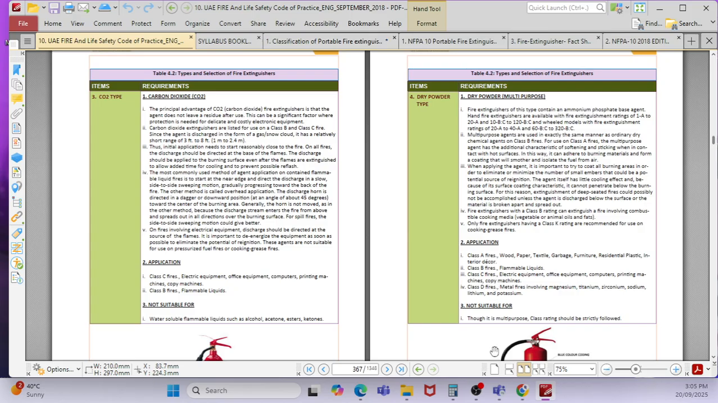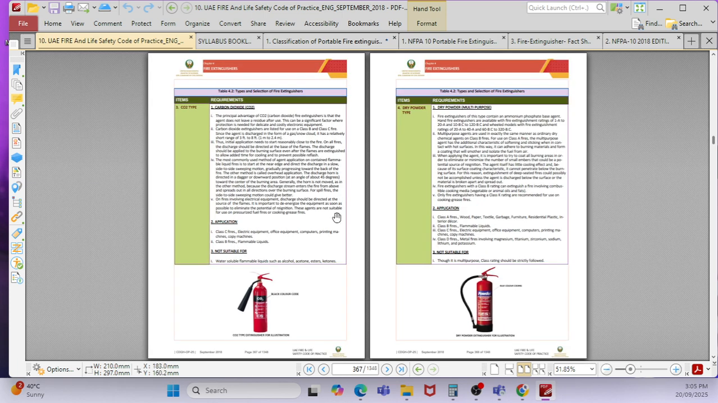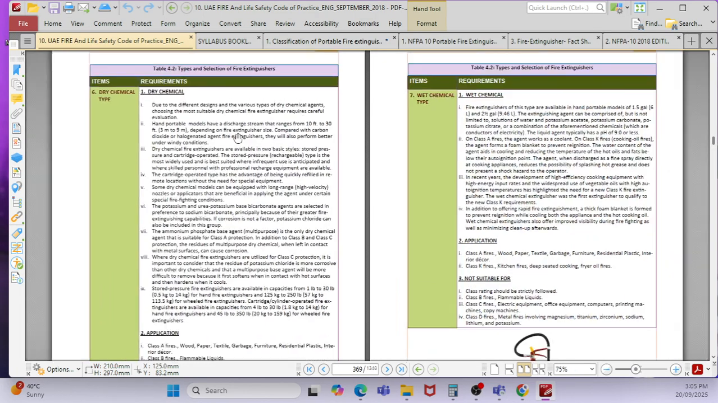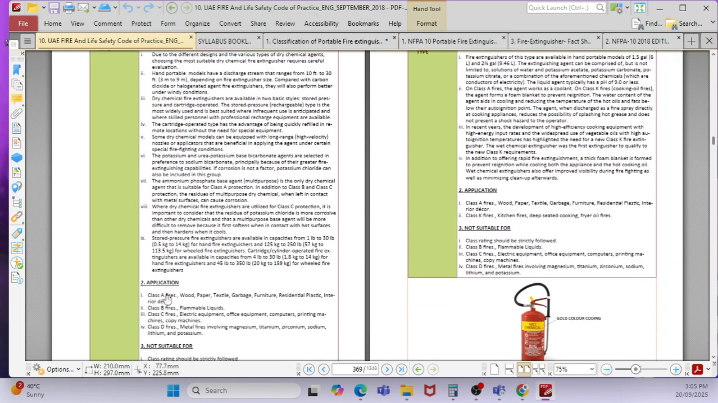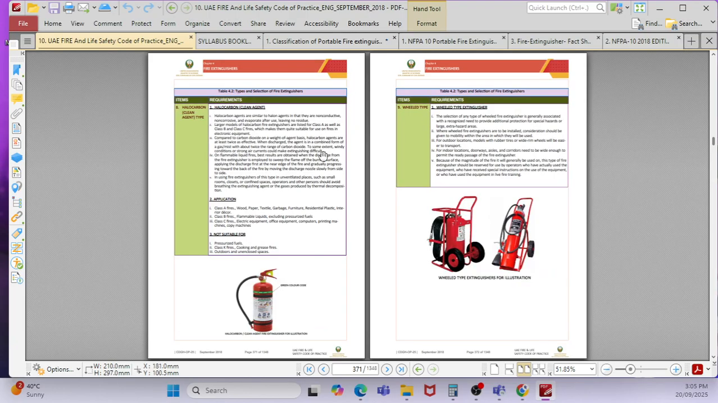Okay, this application and not suitable for which application. Okay, and the other type is a dry chemical type. Also, it is given here. Then you have applications, which application you can use it. Then you have a wet chemical type. Then you can use halocarbon clean agent type.